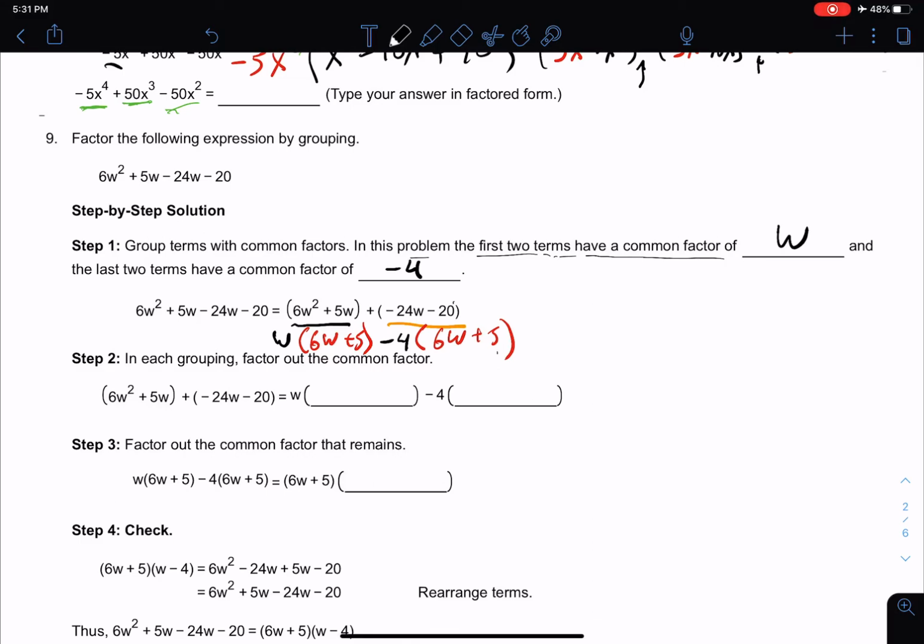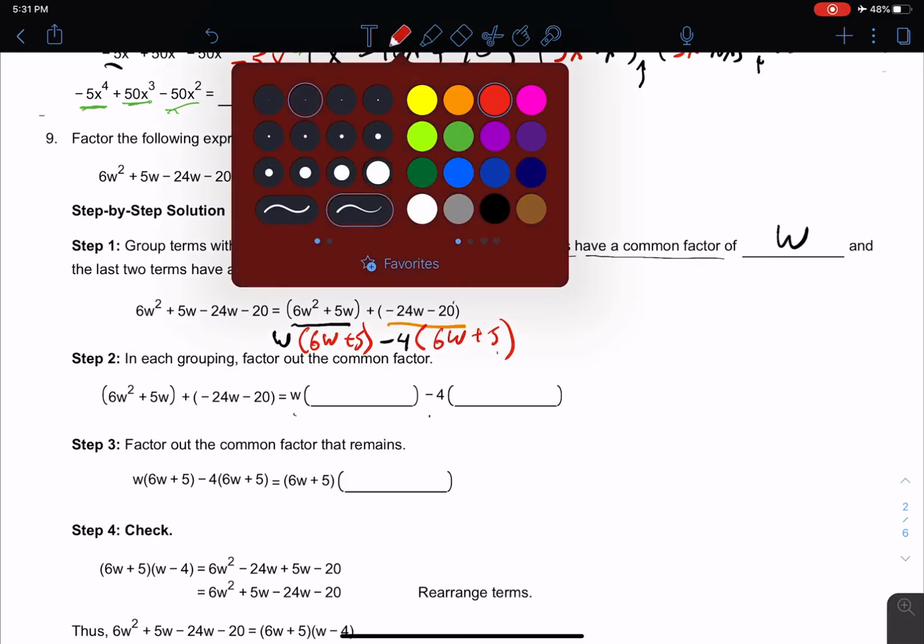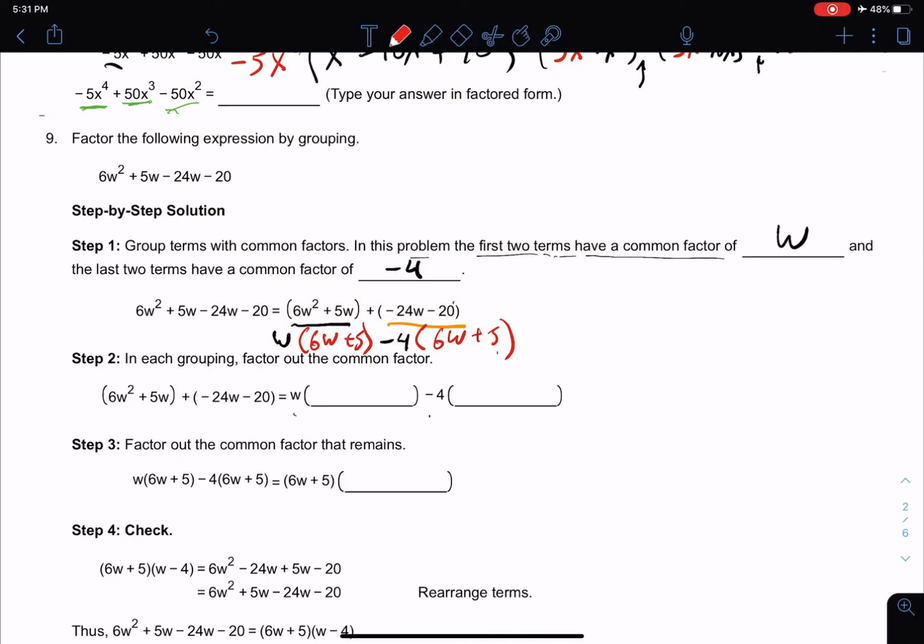Okay, and then so they verified it down here. So then the next step, we factored out, and I got to use the same color now. We factored out a w, which left us with 6w plus 5. We factored out a negative 4, which left us with 6w plus 5. And this procedure only works if you can make those two binomials identical, right? And those two binomials are identical, which means they can factor out right there.